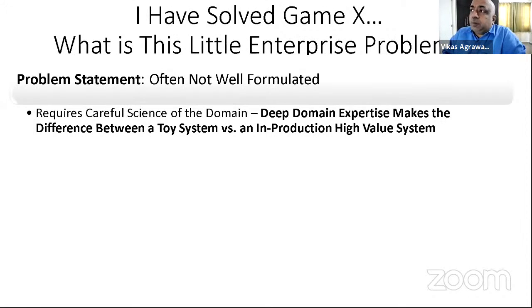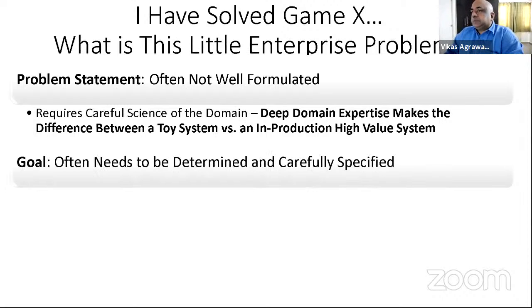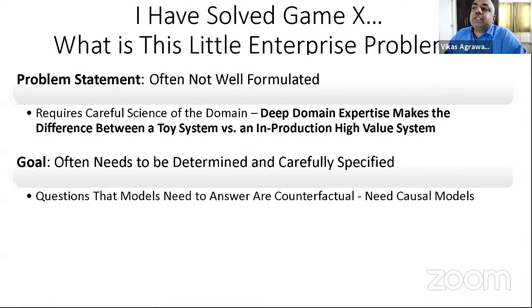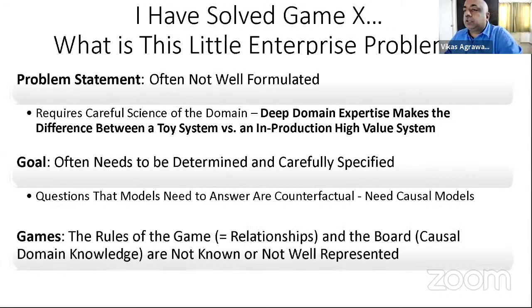And deep domain expertise makes a huge difference between creating a toy system, which will be brittle in the field, of course, and an in-production high value system. The goal is often not clear and it needs to be determined and carefully specified, which means there needs to be very careful dialogue, very careful discussion, very careful documentation of that. And often the questions that the models need to answer are counterfactuals, which means you may have to say, what if this did not happen? Now, that may not be in your data at all. So therefore, you need causal models.